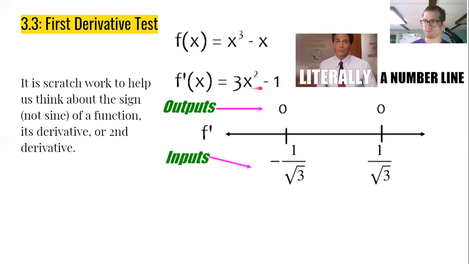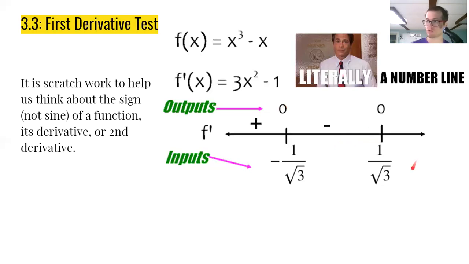300 minus 1, that sounds positive to me. Let's pick a number between negative 1 over square root of 3 and 1 over square root of 3, which, I don't know, I'm going to say 0. I mean, I could be difficult and say like 0.127538792222226, but that doesn't make sense. Let's just pick something easy, like 0. I plug in 0 to this, I get negative 1. So everything in this interval is going to be negative.